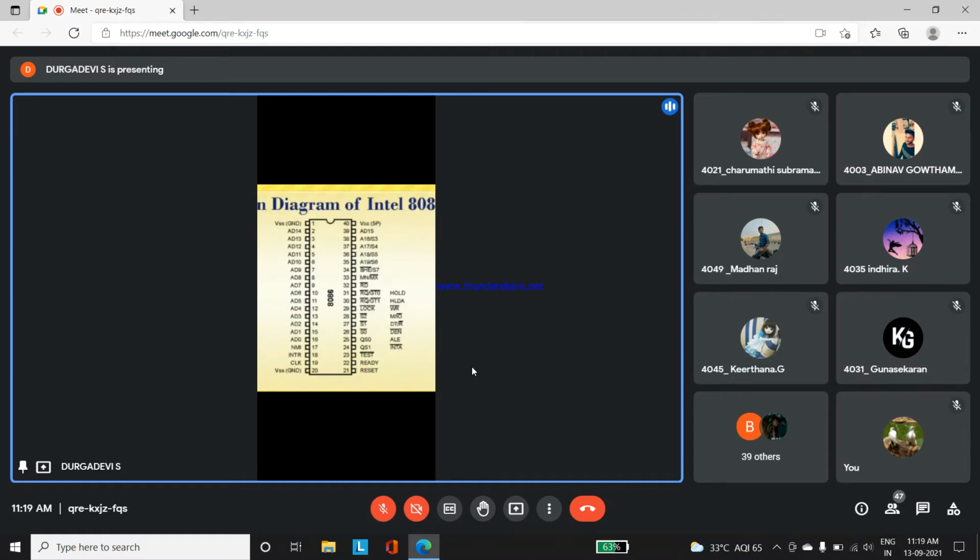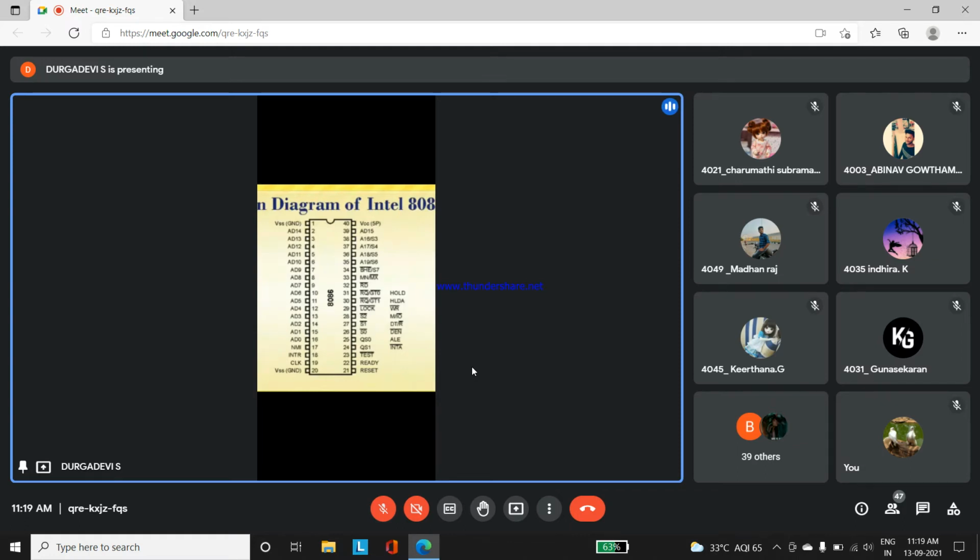Similarly, if you want to read some data from an IO device, the same procedure. Address bus should be connected, data bus, because you have to know from which IO device you want to read data. After reading data, the data has to come from your IO device to your processor. So there should be a path, right? That is your data bus.